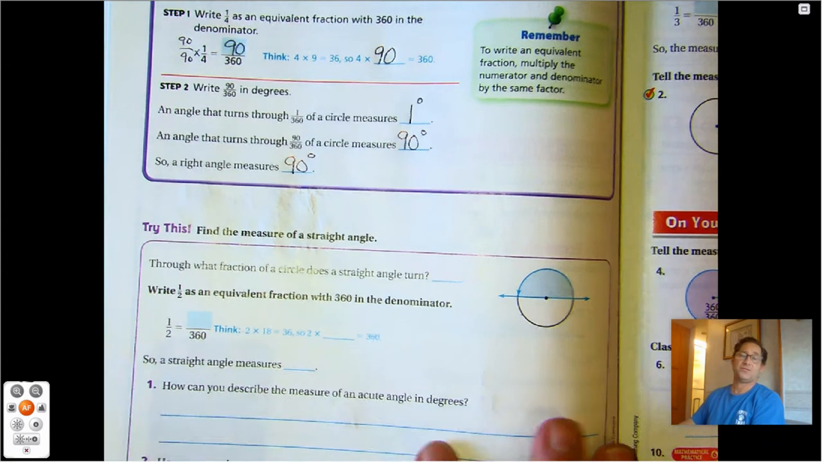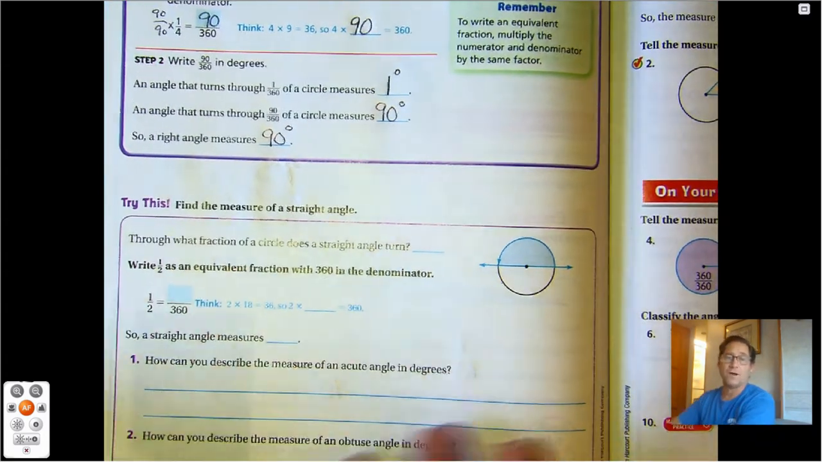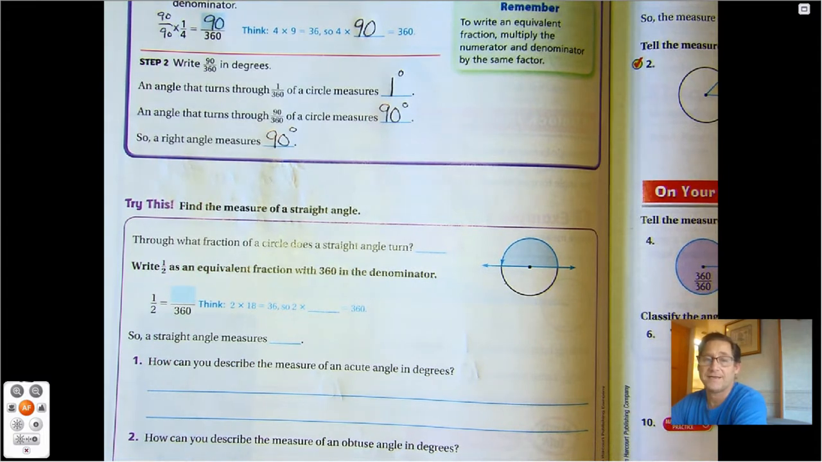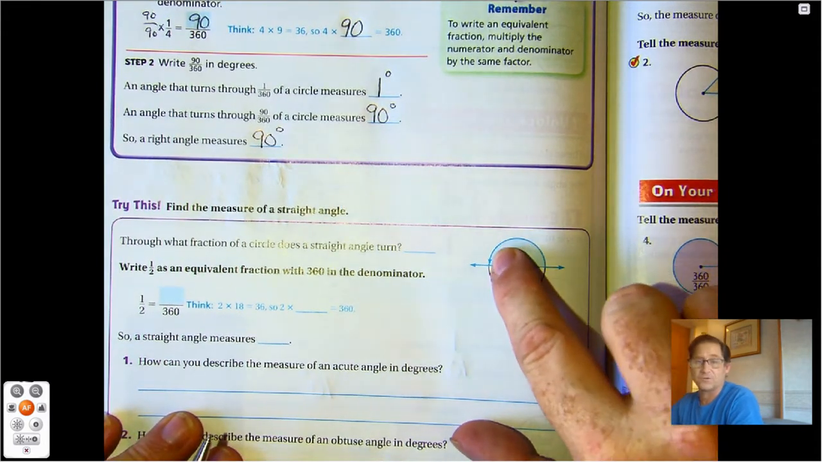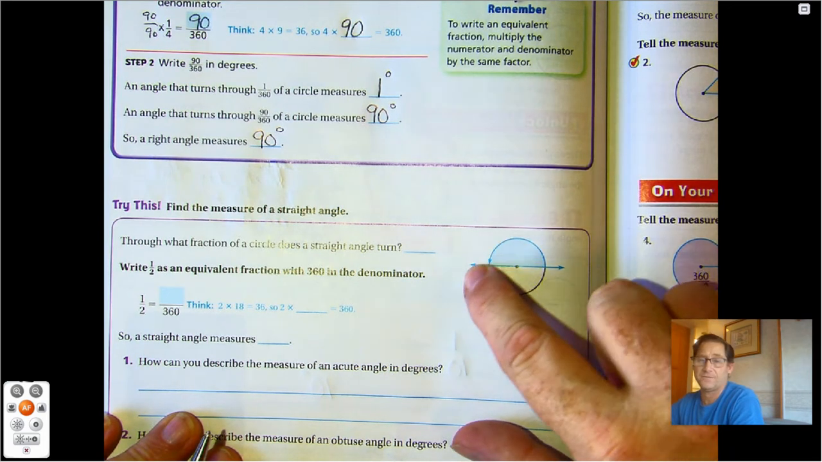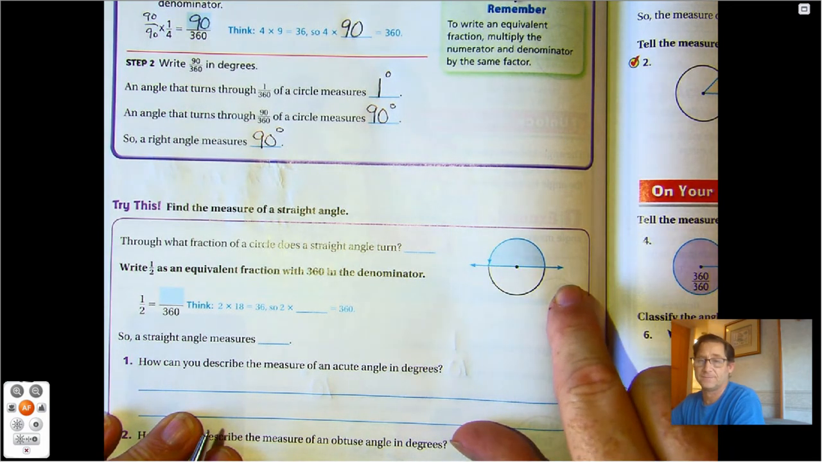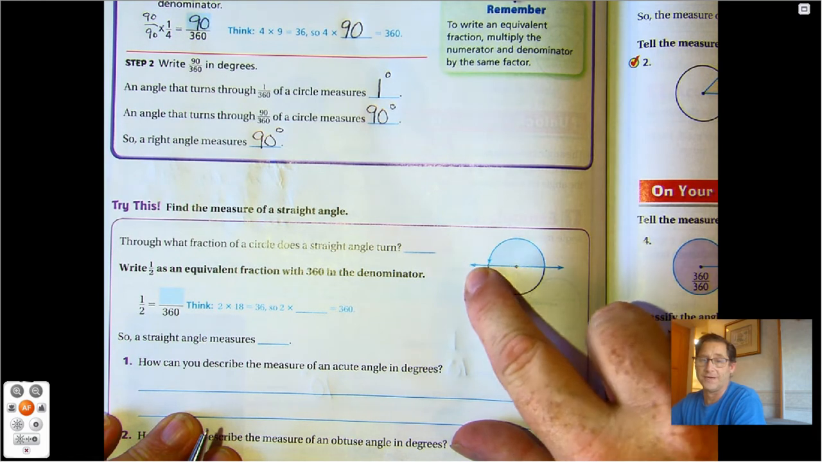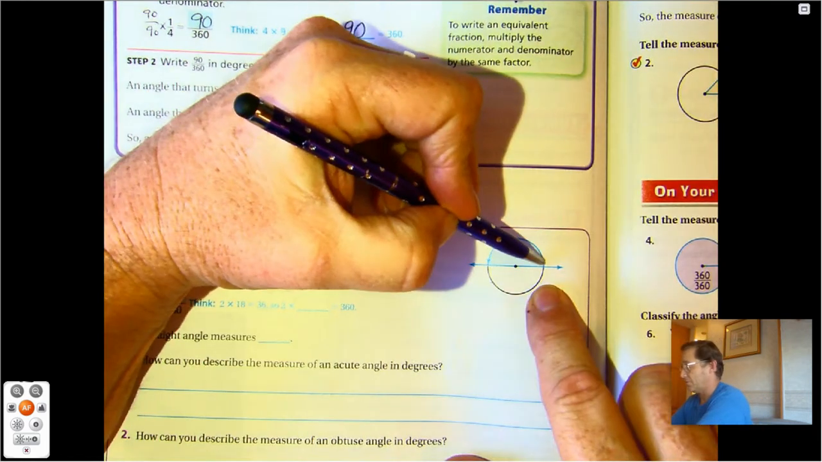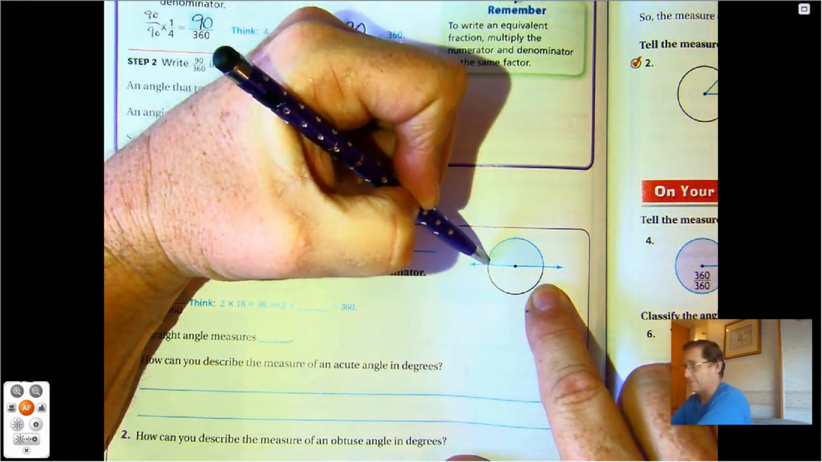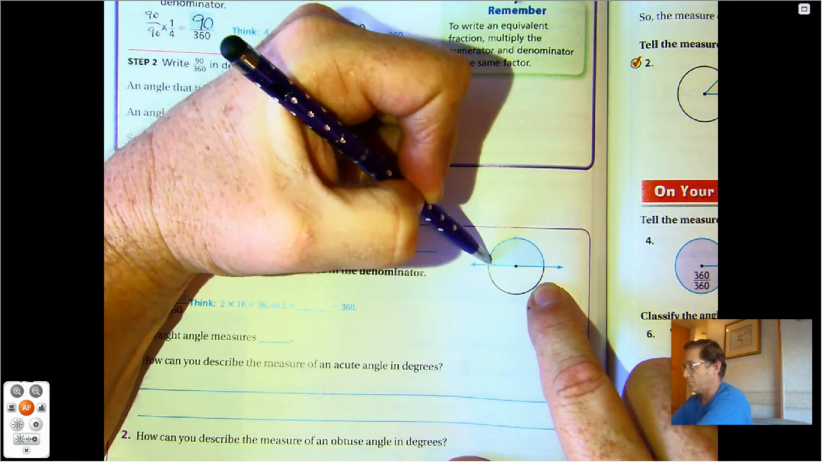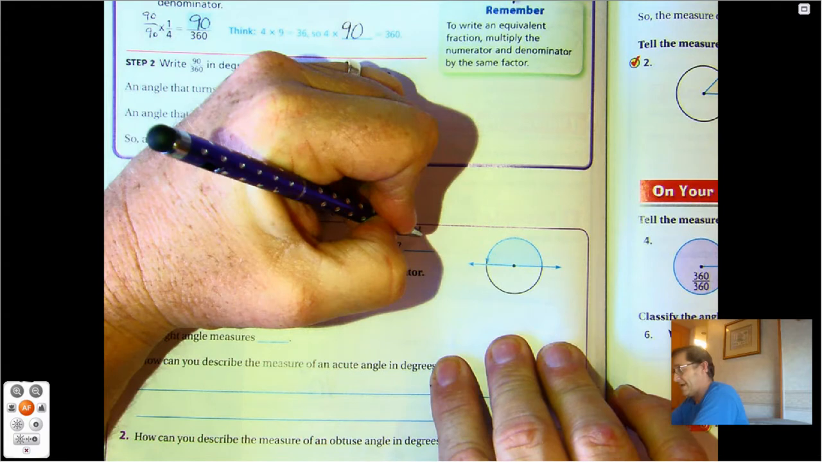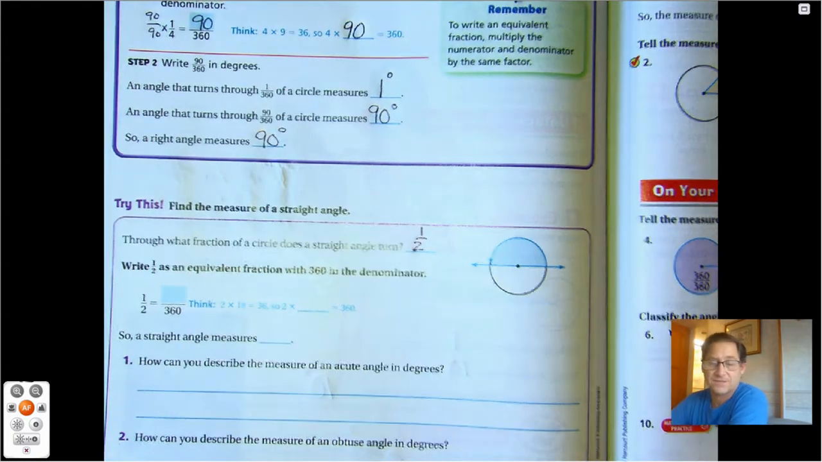All right, find the measure of a straight angle. Through what fraction of a circle does a straight angle turn? Well, you see again the curve, right? So we're indicating direction of the ray opening, the ray on the angle turning. It turned through 90 and stopped halfway around. So we went through 1/4 turn, 2/4 turn. So we can say 1/2 turn.